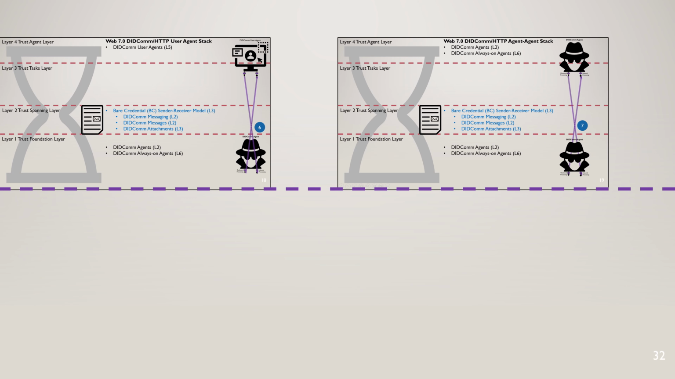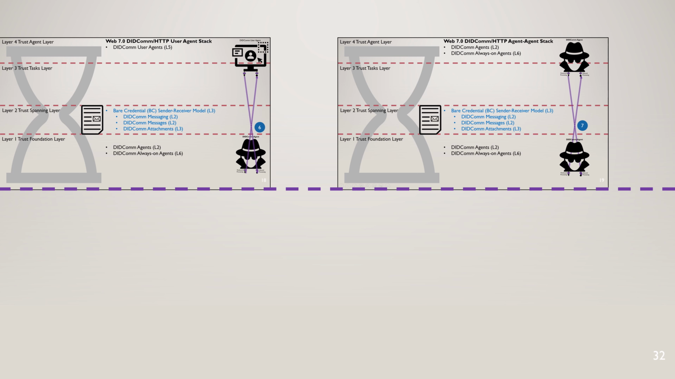This is the DIDComm over HTTP user agent stack, SAM stack number 5, and again, it's just the user agent talking to a regular DIDComm agent. It lives entirely above the purple line. And then we can also have agents talking to agents in SAM stack number 7, and we see that illustrated here.